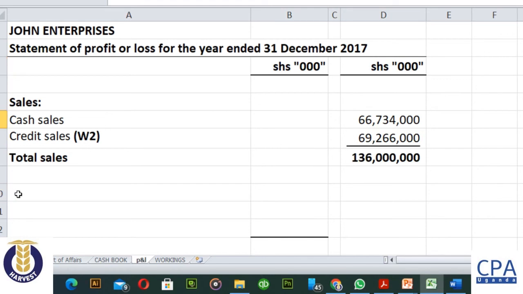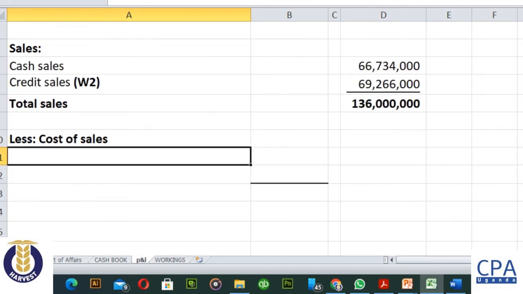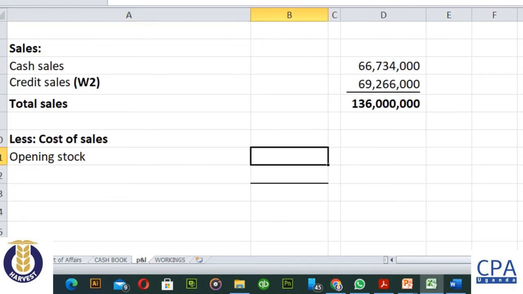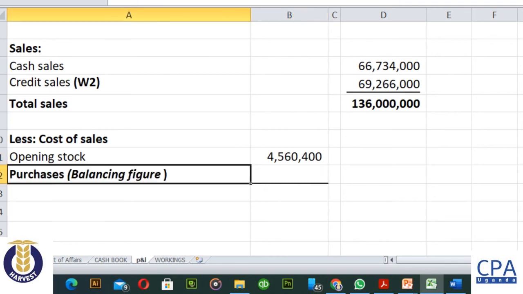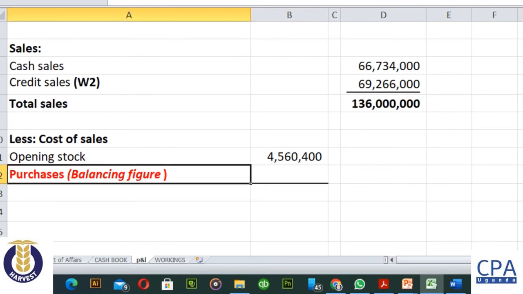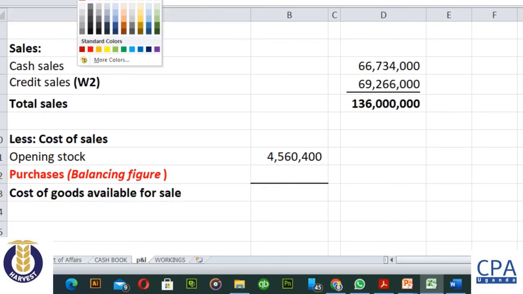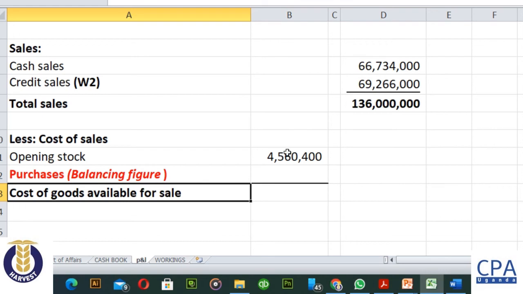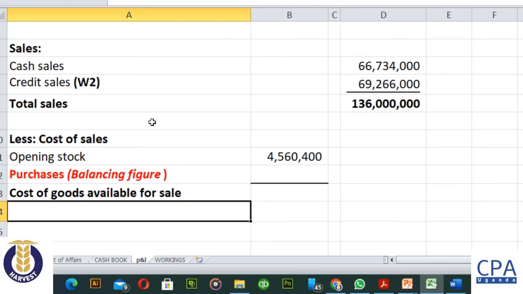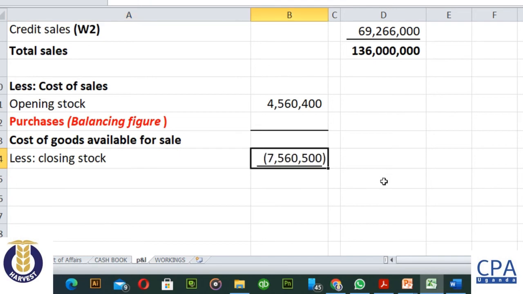136 million. From this I less the cost of sales, which comprises the opening stock, which we have in the question as 4.5 million, to which we add the purchases that we don't have. So these are unknown, and I need to look for these using the payables control account as per the discussion. Of course, that leaves me with the cost of goods available for sale as unknown. The closing stock has been given. This one is in the question.